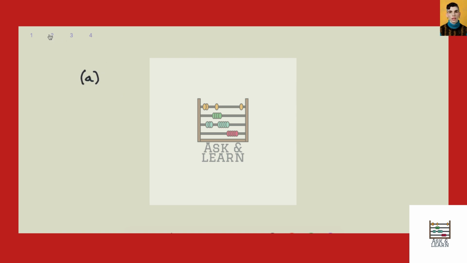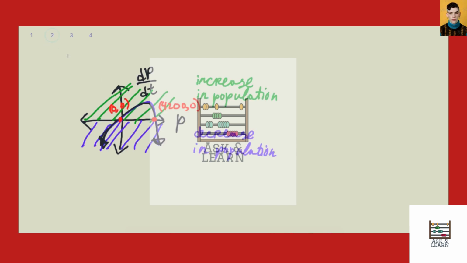So part A asks about the increase in the population. And we see that this occurs when it's going to be above the p-axis. So p is between 0 and 4,200.